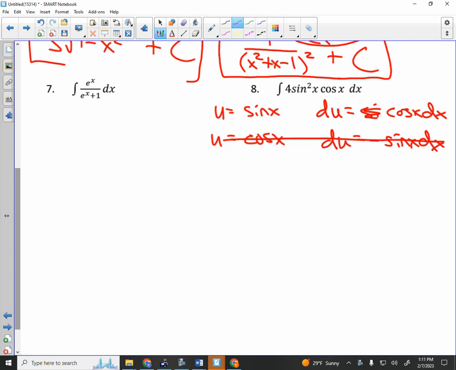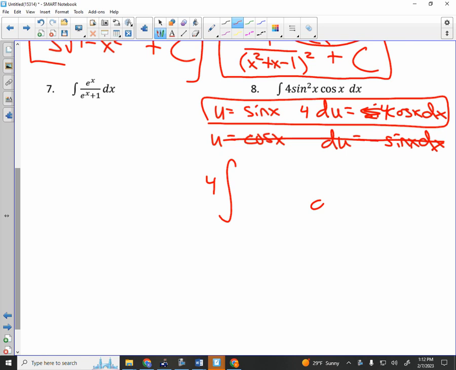Watch. Okay? So I'm going to choose this substitution. U is equal to sine of x. So I notice I have a cosine and a dx, but I have a 4 as well. So what should I do? Multiply by 4. So I have a 4 integral du. As I set up 4 integral du, what do I get to cancel off? Cosine and dx. What am I putting in the place of sine? U. So it's going to be u squared.